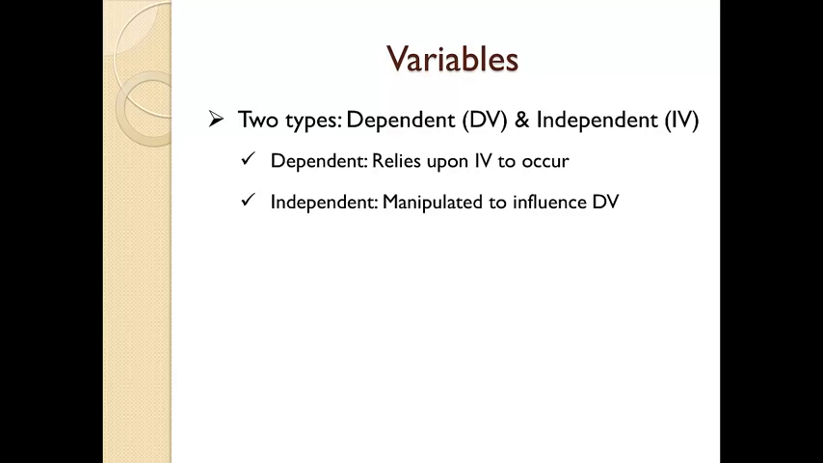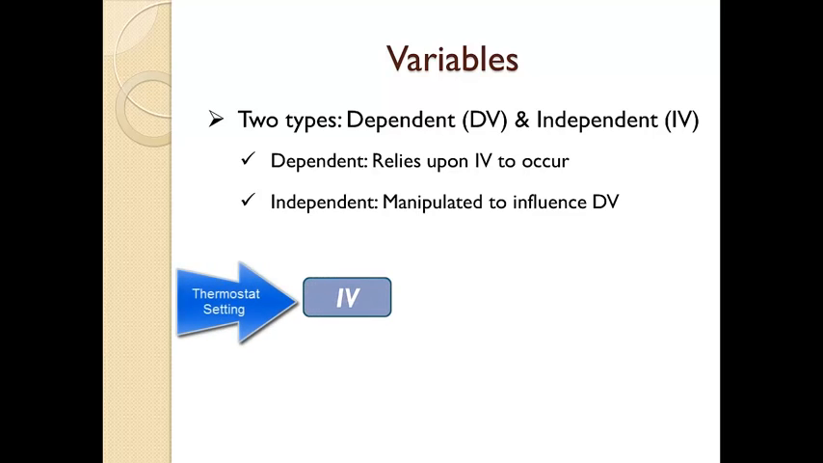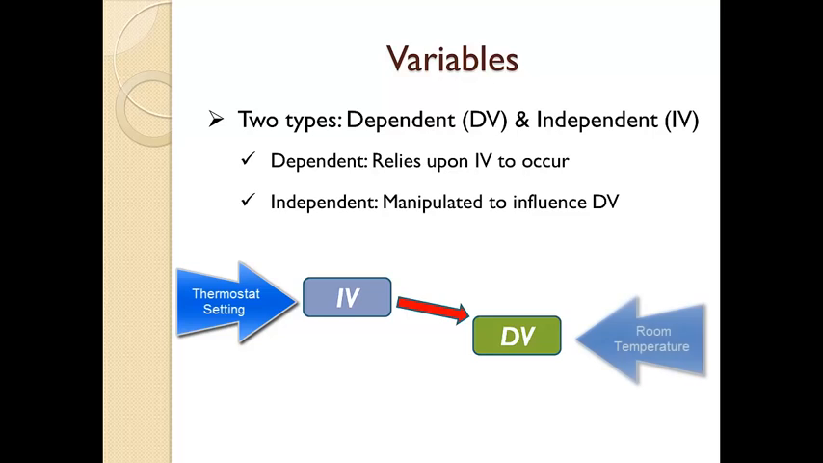I understand this can get confusing. Perhaps if we go back to our example research topic, things will become a bit clearer. In this research study, the thermostat setting is my independent variable because it is the thing I have the power to change or alter. I am going to manipulate the independent variable to see if it creates a change in my dependent variable. The thermostat setting influences the room temperature, which is my dependent variable.